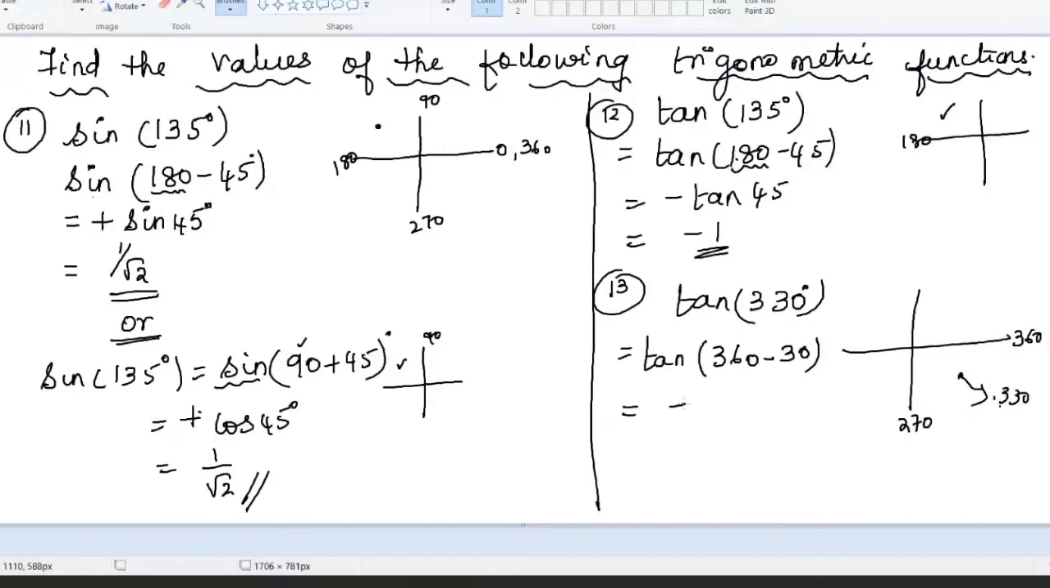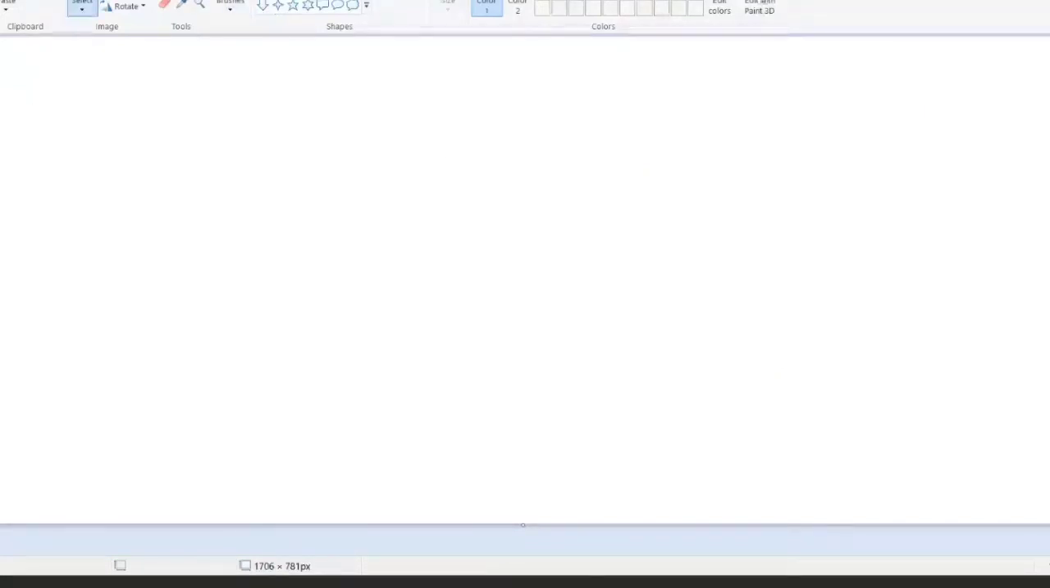Sign is minus. Okay. Then 360 lies on the sleeping line, no change to cofunction, so tan will remain tan and 30 degree. How much is tan 30? 1 by root 3. Tan 60 is root 3, don't get confused. So my answer is minus 1 by root 3. Okay, write the 14th one.